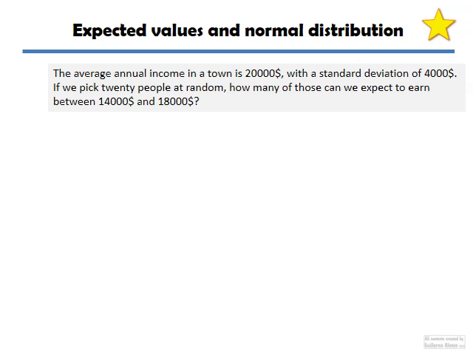And an example of how we can apply this to find out how many people I can find. So suppose in a town the average annual income is $20,000 and the standard deviation is 4,000. So I have my mean and I have my standard deviation. Great. And I'm going to assume it's distributed normally, although normally it's going to actually say so in the exercise. I'm going to pick 20 people at random. So how many of those can we expect to earn between $14,000 and $18,000?